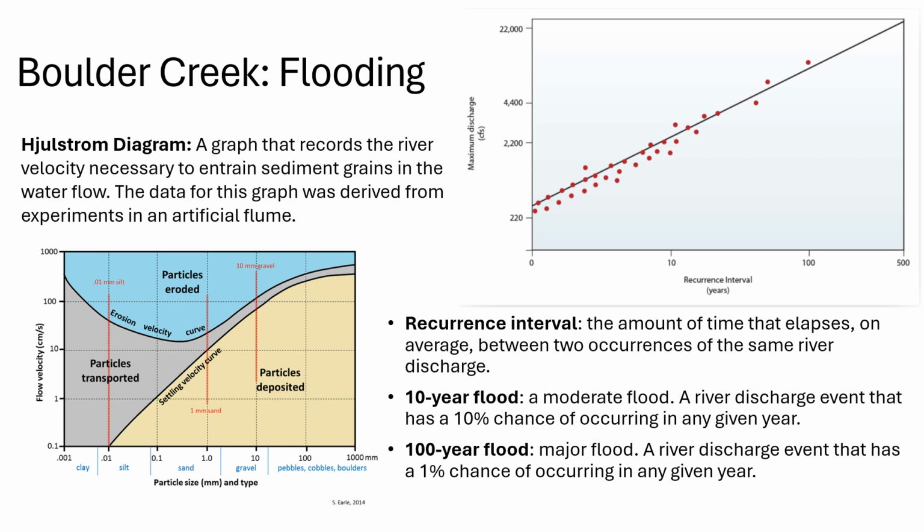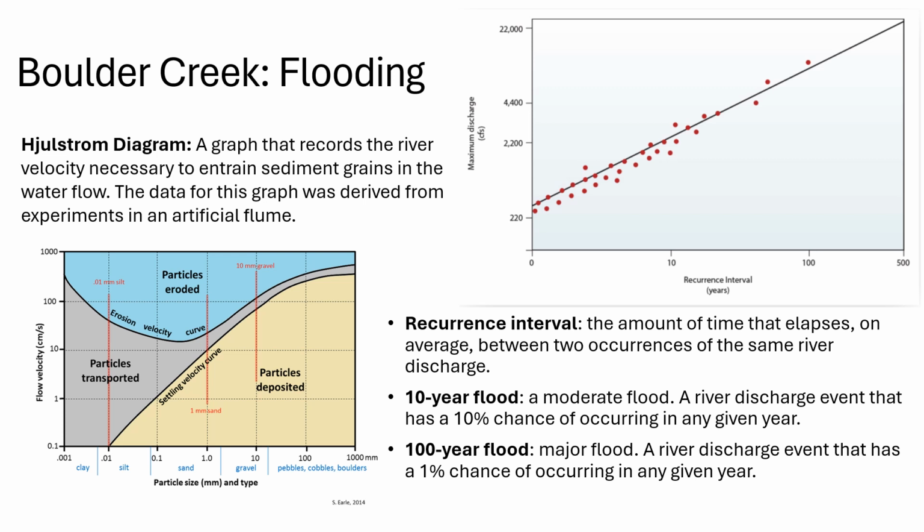In Lab L at Boulder Creek, we talked about flooding. So the recurrence interval is the amount of time that on average is going to elapse between two occurrences of the same river discharge. It really has more to do with probability than the exact number of years that are happening between each flood. You can have a 100-year flood 2 years in a row. It's just fairly improbable. So a 100-year flood has 1 over 100 or 1% chance of happening every year. Whereas a 10-year flood has a 1 over 10 or 10% chance of happening every year.